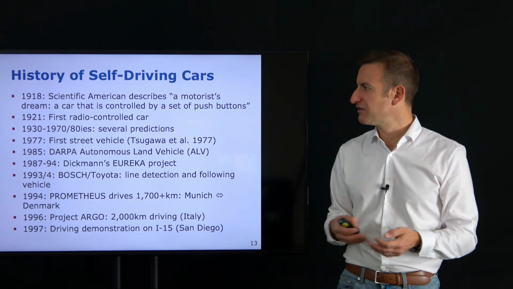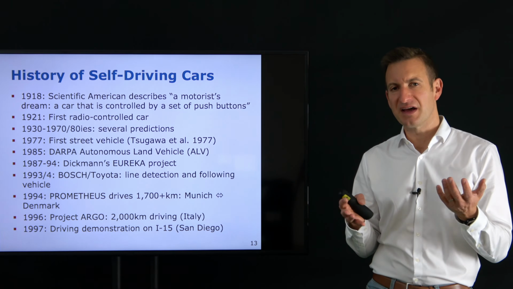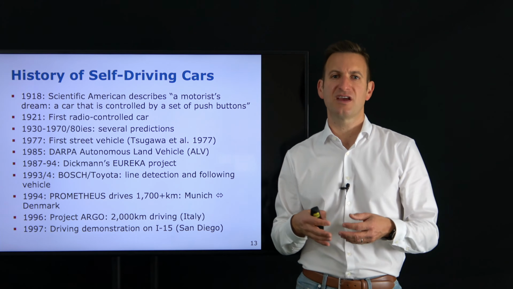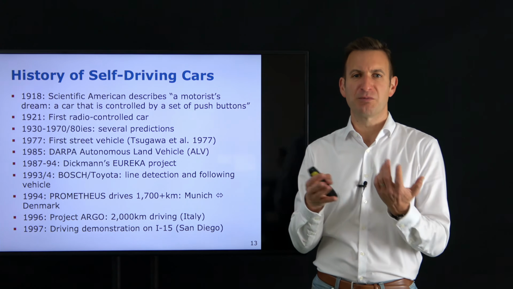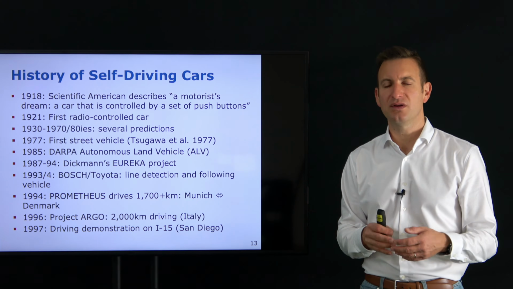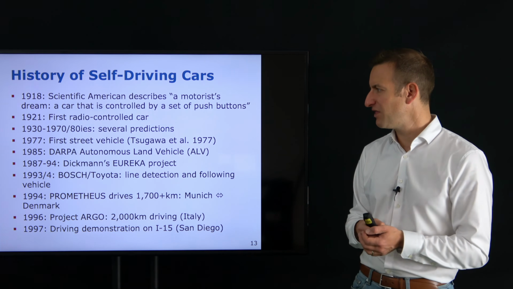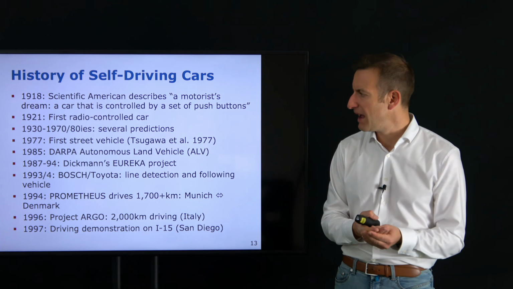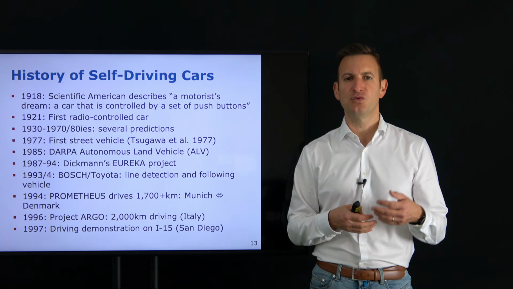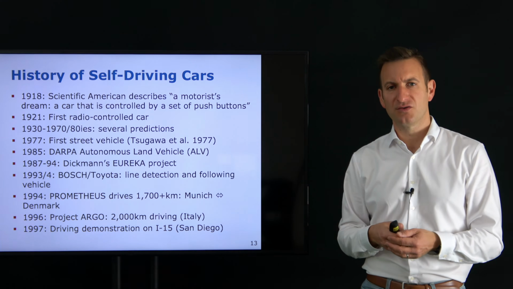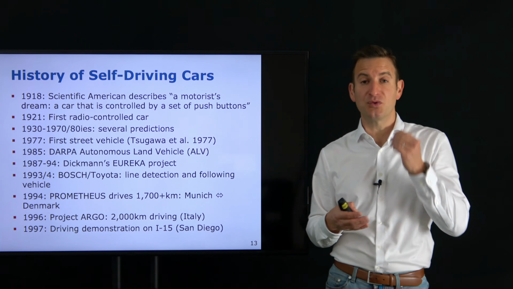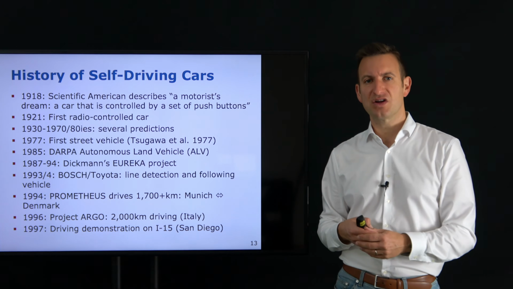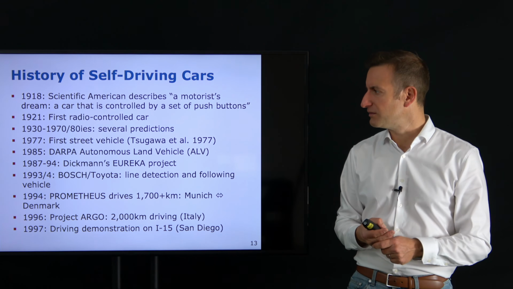And then for the next decades, from the 1930s to the 1970s, 80s, there were several predictions of how self-driving cars would change the landscape, how great it would be to have that, and people were predicting that those vehicles would come quite soon. It, however, took a while until 1977, when the first street vehicle was built that could drive autonomously. This was done in a lab in Japan by Tsugawa et al., who modified a street vehicle with cameras and were driving up to 20 miles per hour on a closed road and could show that they can use sensor data and generate basic motion commands in order to drive a vehicle.